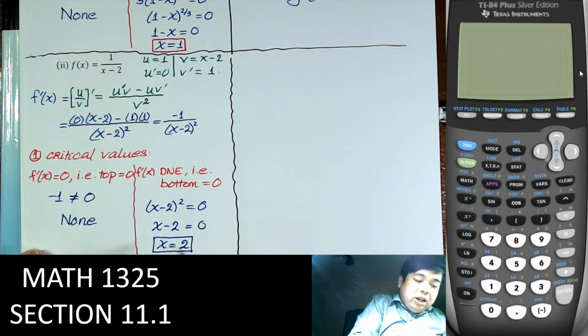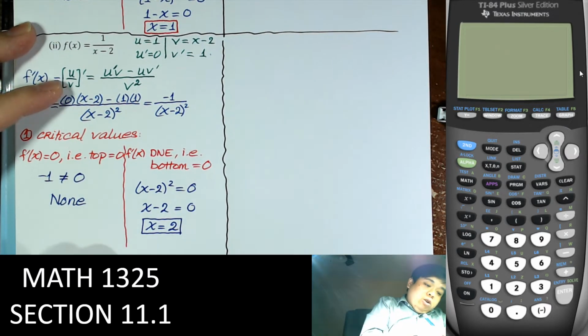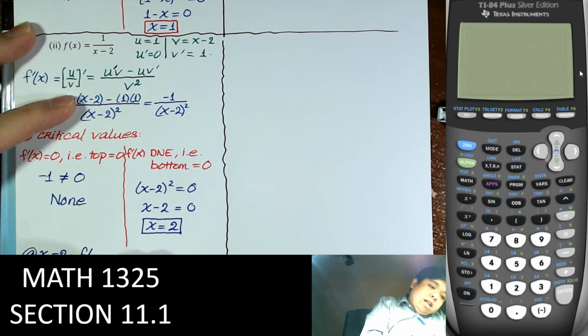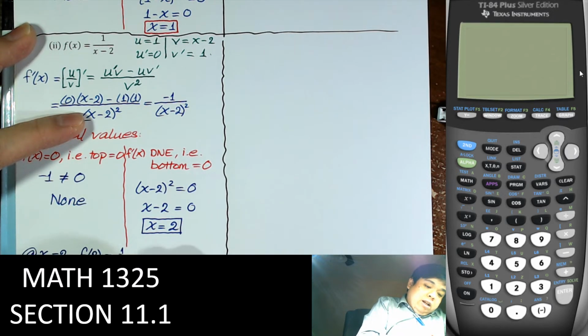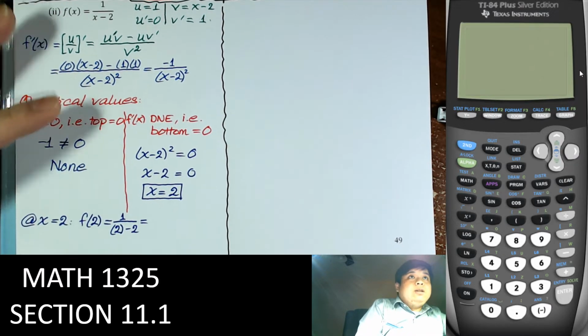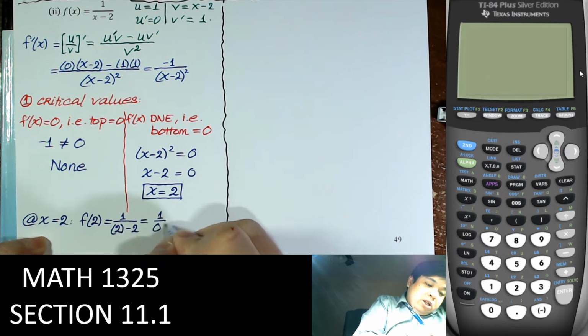Just need to check with the domain, meaning put it in the original function. At x equal to 2, evaluate the original function, because the domain is of the original function. Put 2 in for x. And we have 1 divided by 0, which is undefined.